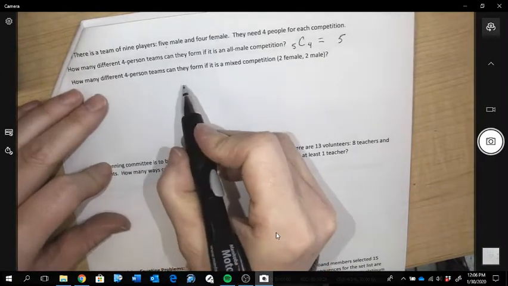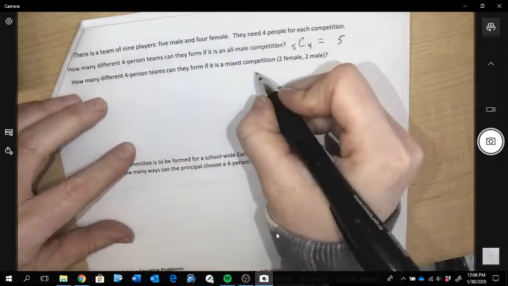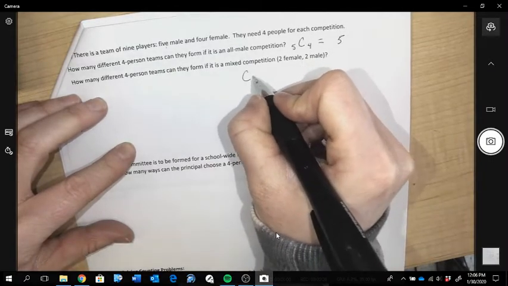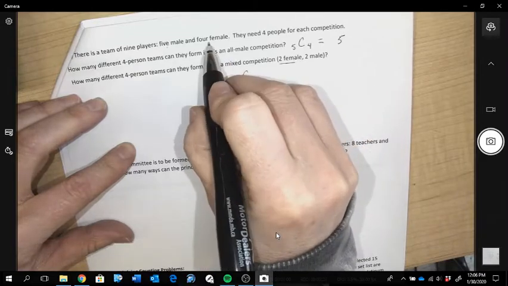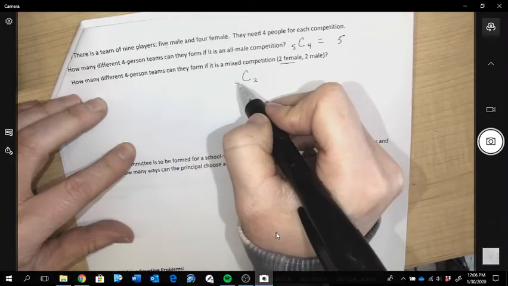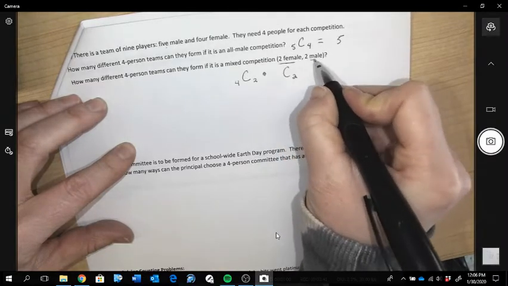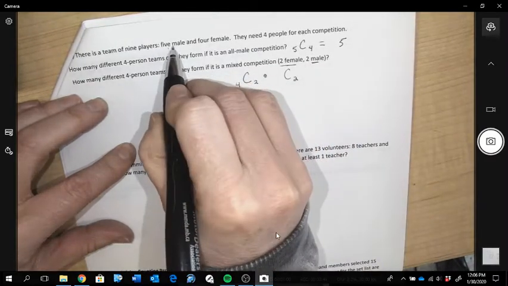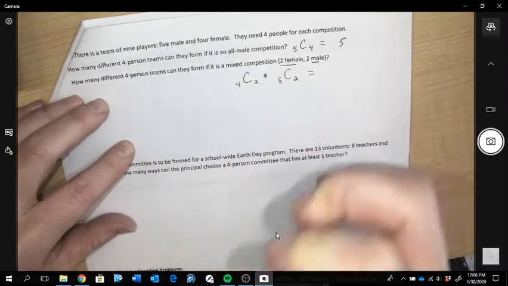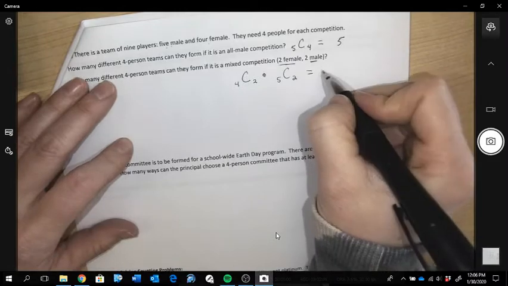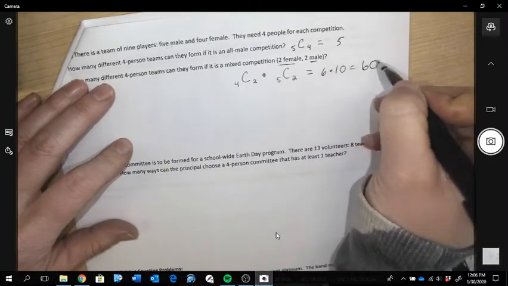How many 4-person teams can be formed if it's a mix? So they need 2 females and 2 males. On the first one, you're going to be picking 2 females from the 4 that you could pick from, times you're also picking 2 males from 5 males to pick from. So you have to do them both, which would be 6 times 10, which ends up being 60.